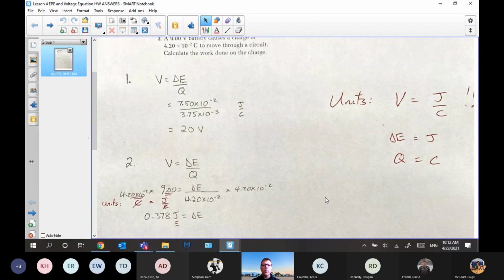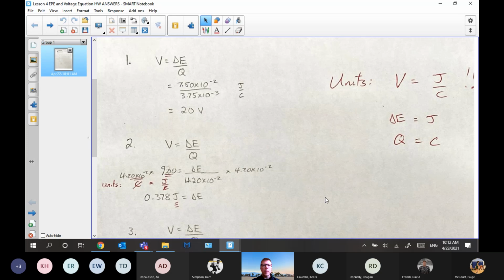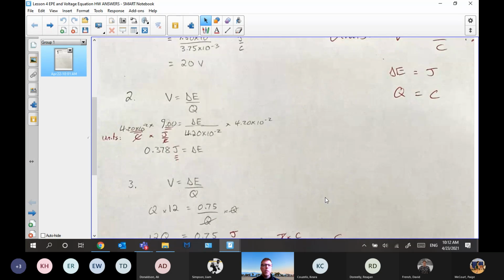Are they okay? These ones are pretty easy ones to start out with, just straight-out voltage and energy concepts. I did do a unit analysis there to justify the logic of this. We have 4.2 times 10 to the negative 2 coulombs, and then times voltage, which is joules per coulomb. The coulombs divided by coulombs cancels out, and you're left with just joules. So you can see that very logically is energy.